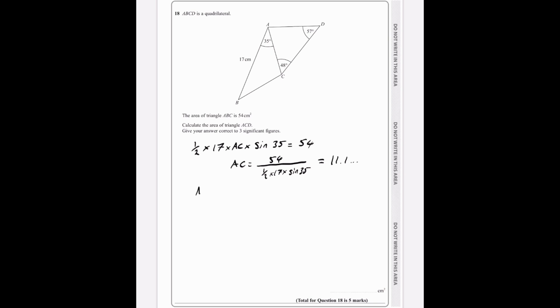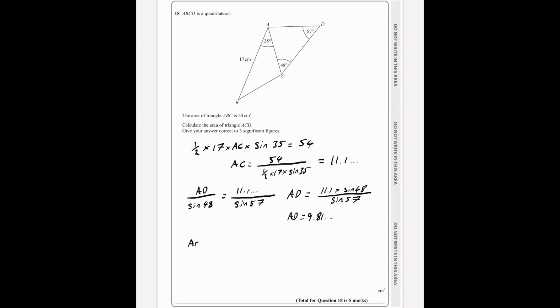Try not to round during a question here. Then I'm going to use the sine rule on the triangle ACD. So AD divided by sine 48 will be equal to the 11.1 we've just calculated, divided by sine of 57. We're going to multiply both sides of that equation by sine of 48. So AD will be 11.1 times sine 48 over sine 57. Again, use the answer function on your calculator to avoid rounding. AD comes out as 9.81.